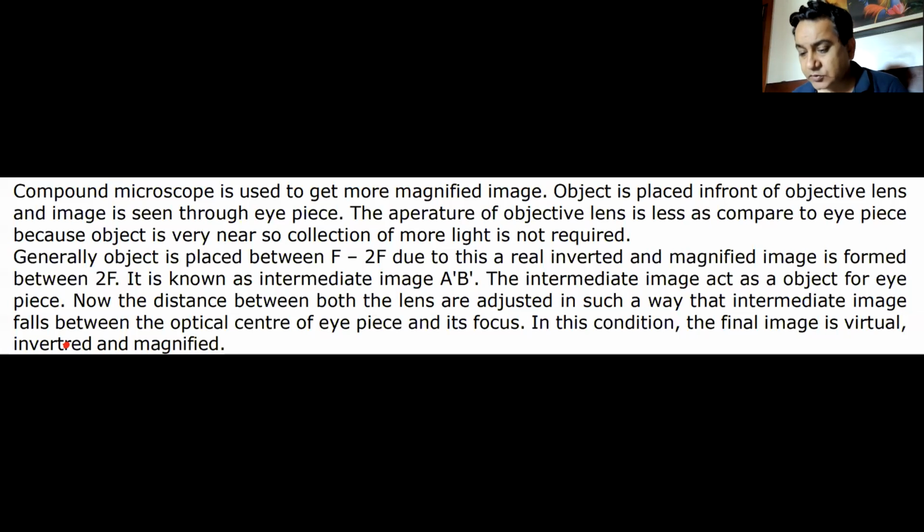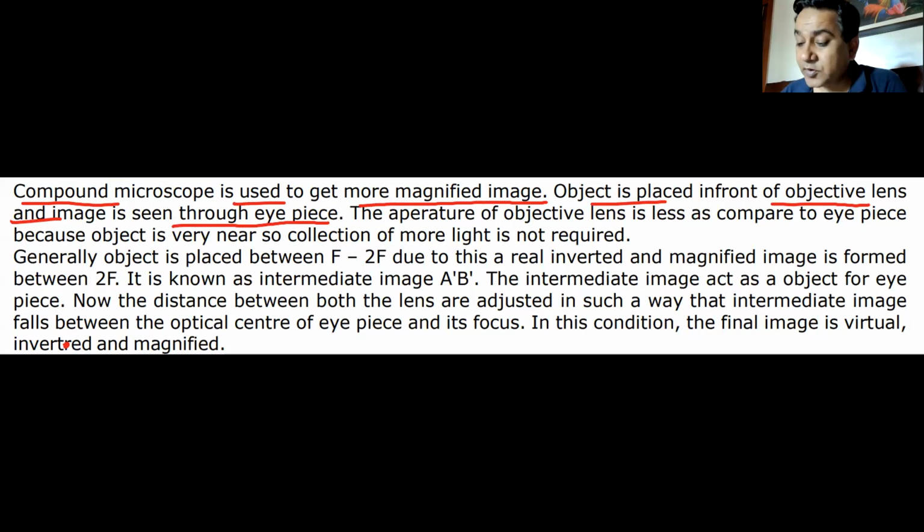Then let's proceed. I will just give you a brief description of what has happened. I've already told you, but just go through what is happening. A compound microscope basically consists of two lenses and it gets a more magnified image of the object. The object is placed in front of an objective lens and the image is seen through the eyepiece. Remember this: object is in front of the objective and image is seen through the eyepiece.